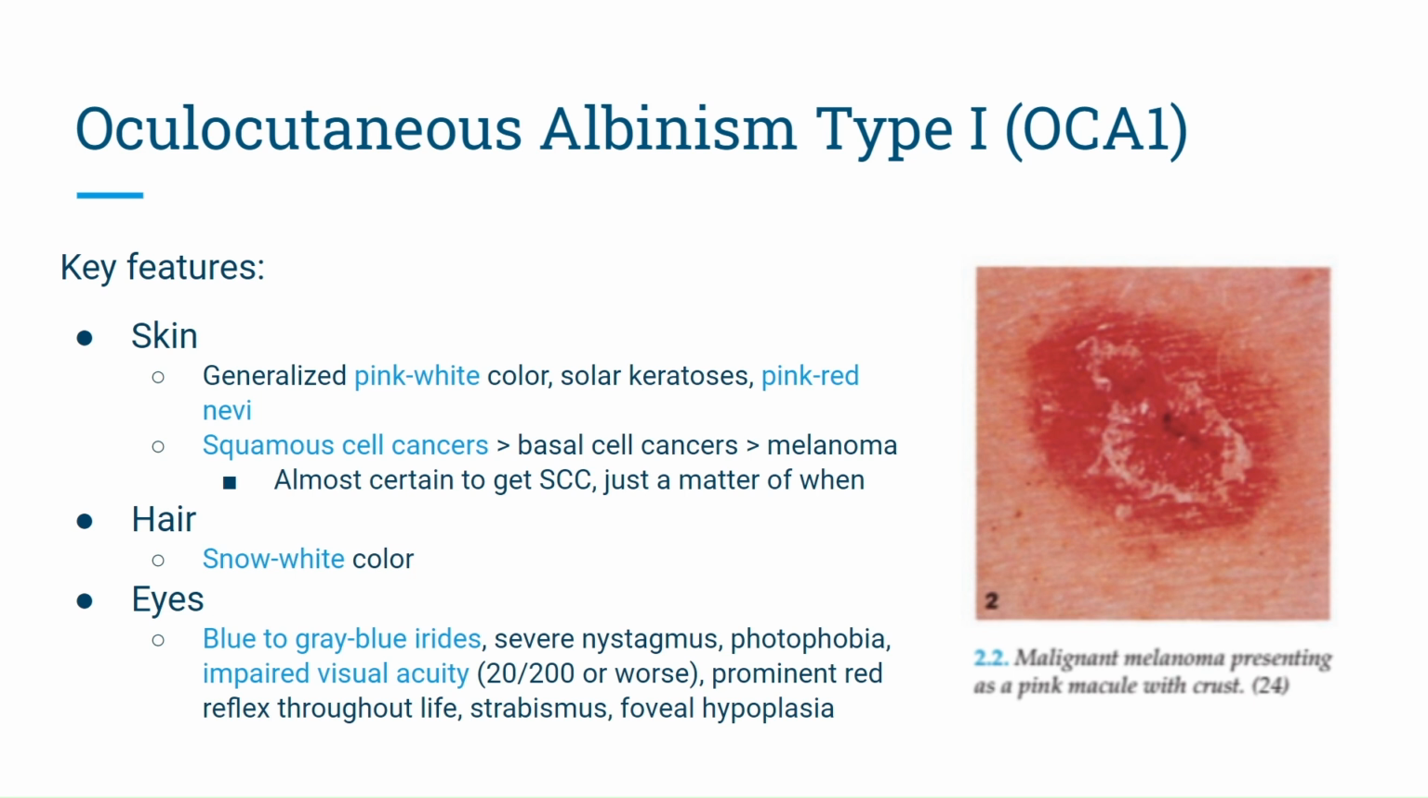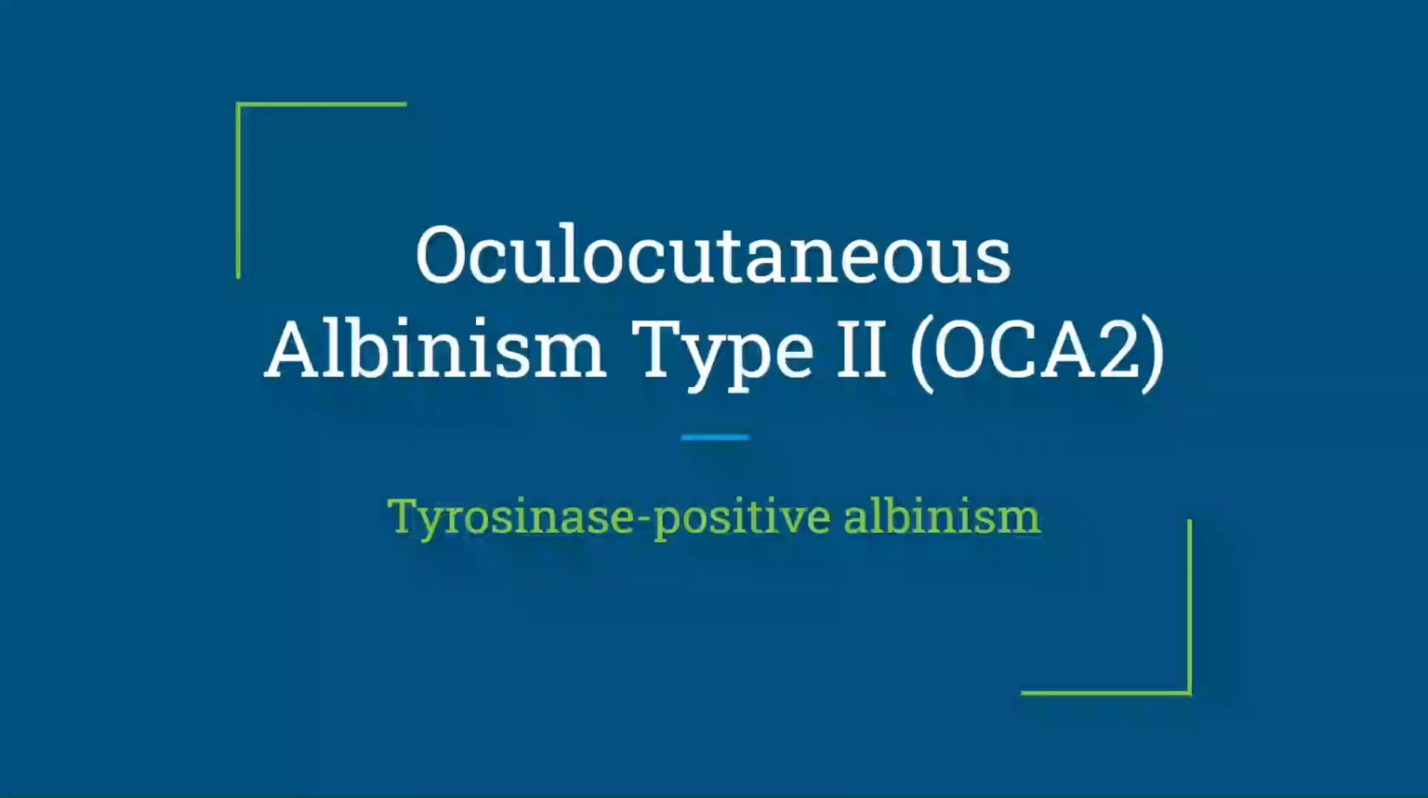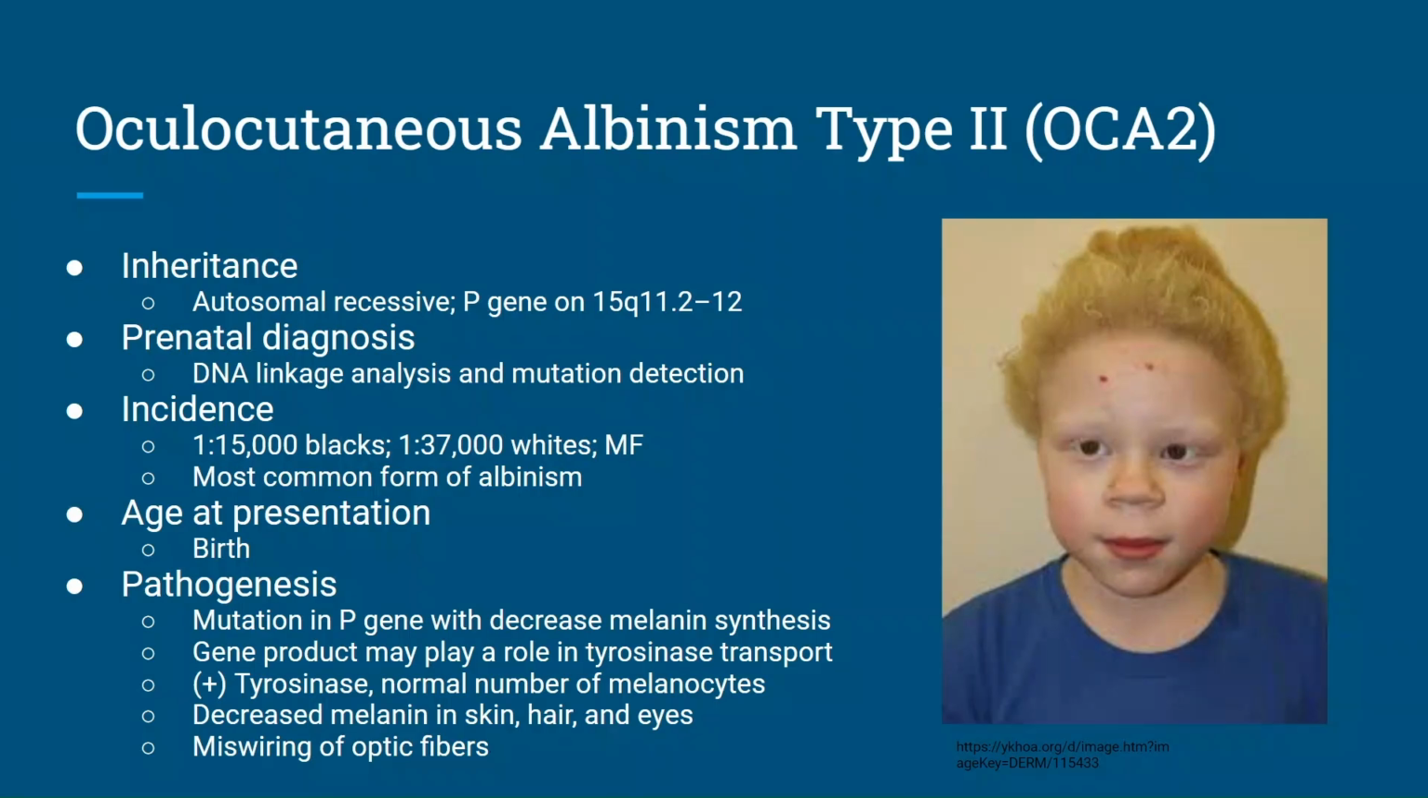As we talked about earlier, there's some sort of optic neuronal component that's not quite up to snuff, if you will. The differential obviously goes down any type of golden hair pigment disorder, white hair pigment disorder, as well as the other OCAs. We figured this out with DNA analysis now. Real easy stuff. So let's go into OCA type 2, or tyrosinase positive oculocutaneous albinism.